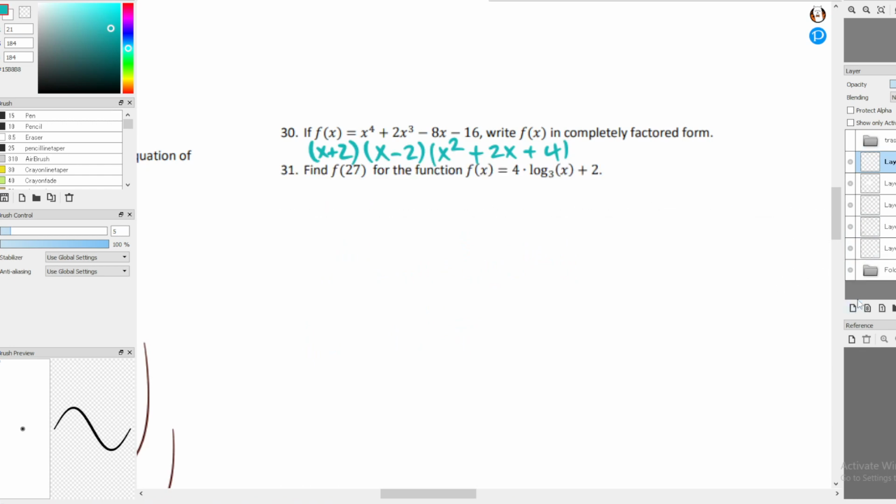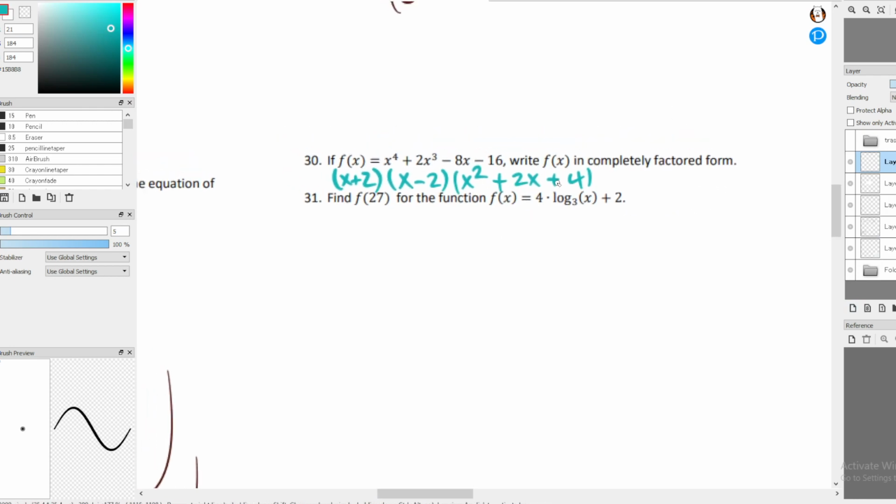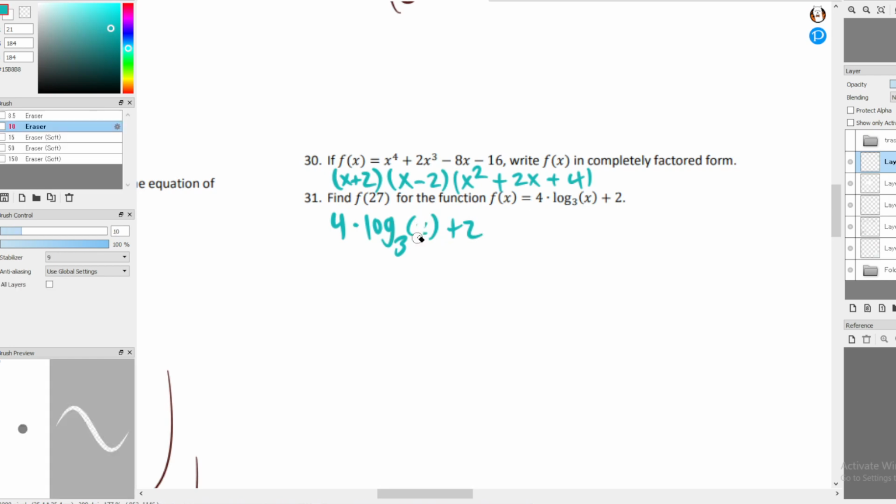31 says find f of 27 for the function f of x equals 4 times log base 3 of x plus 2. So there are a few different ways that you could go about this. I have 4 times log base 3 of x, plus 2. Sorry, the x is on the outside. We need to replace the x with a 27.